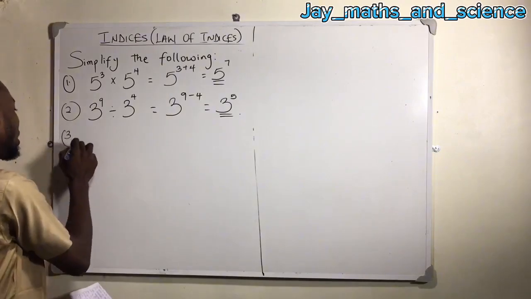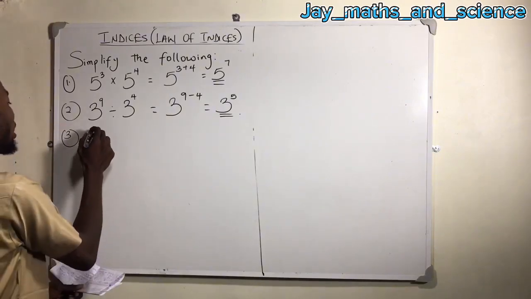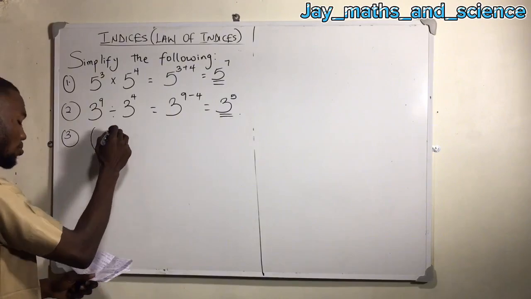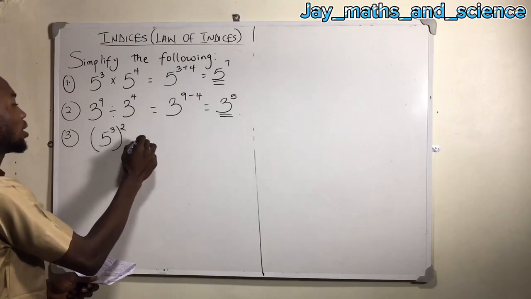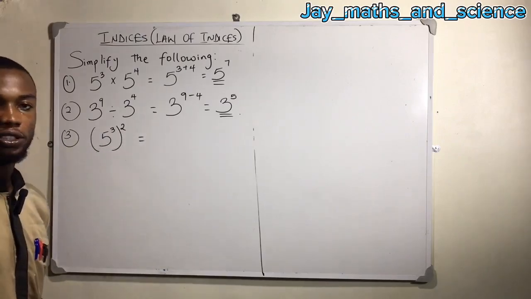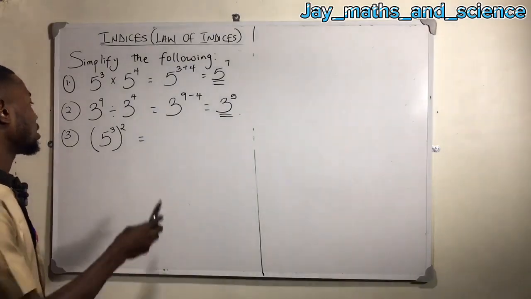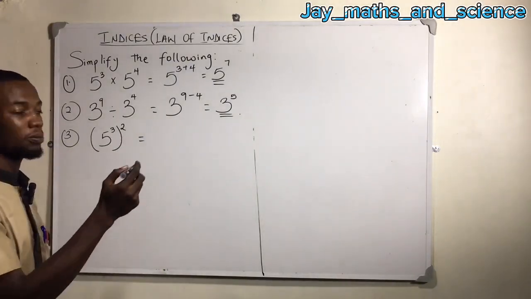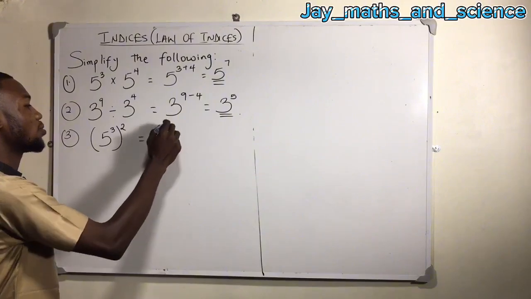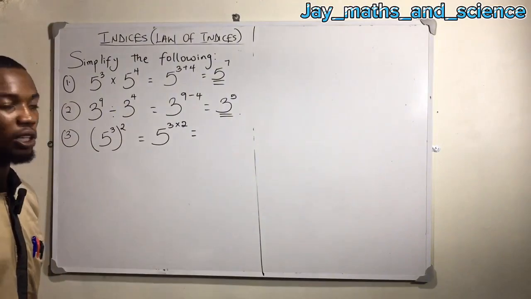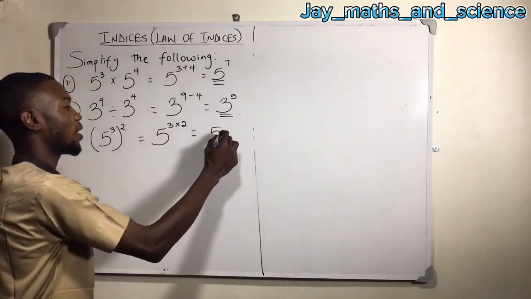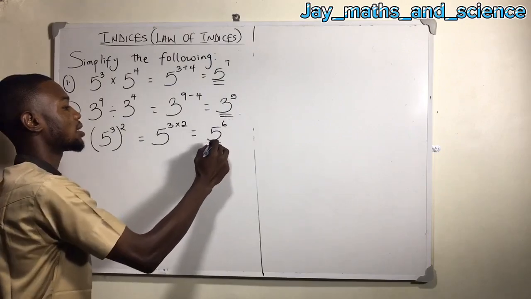Now the third one that we have here is if we have in brackets 5 raised to the power of 3, all raised to another 2. Now let's look at this. If you remember law 3, anytime you have something like this, the powers are to be multiplied. That's going to be 5 raised to 3 multiplied by 2. Now 3 multiplied by 2 will give us 6. So we have it to be 5 raised to the power of 6.